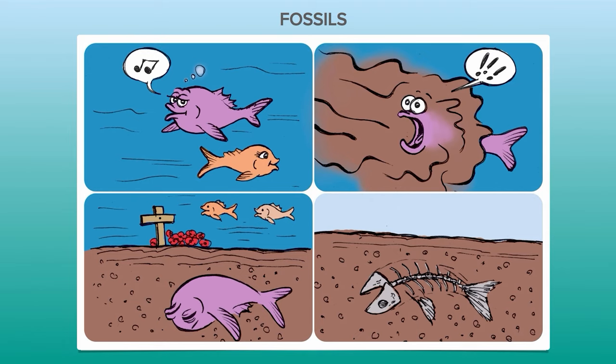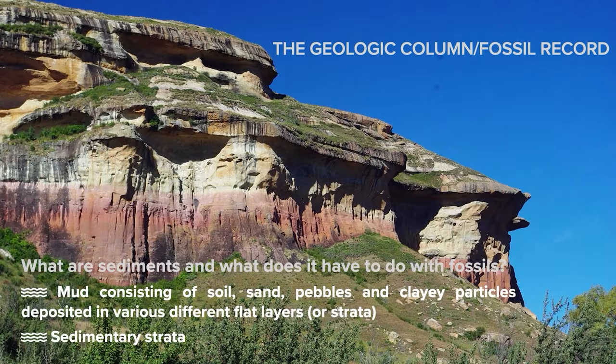A sudden death, a sudden burial, and very high pressure to lock out the oxygen. Because if oxygen had been present, the organism would have rotted before it could have turned to stone. The higher the pressure, the faster the sediments encapsulating the organism would have hardened. Now, those sediments that I keep mentioning are actually mud, consisting of soil, sand, pebbles, and clay particles that were deposited in various different layers or strata, similar to pancakes, to form the sedimentary strata.